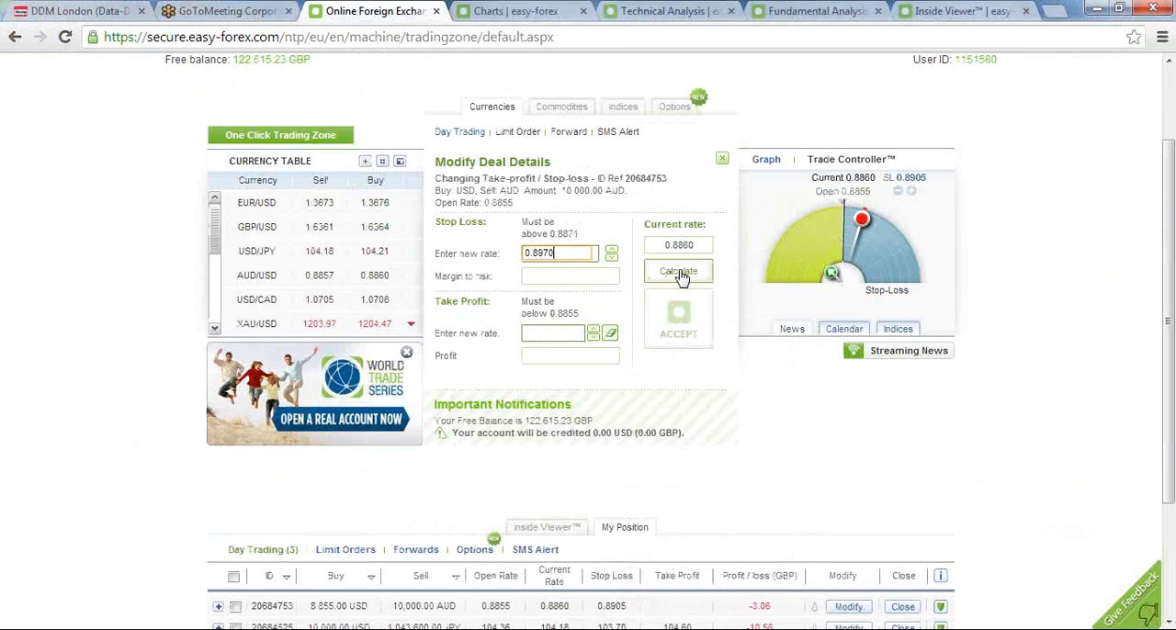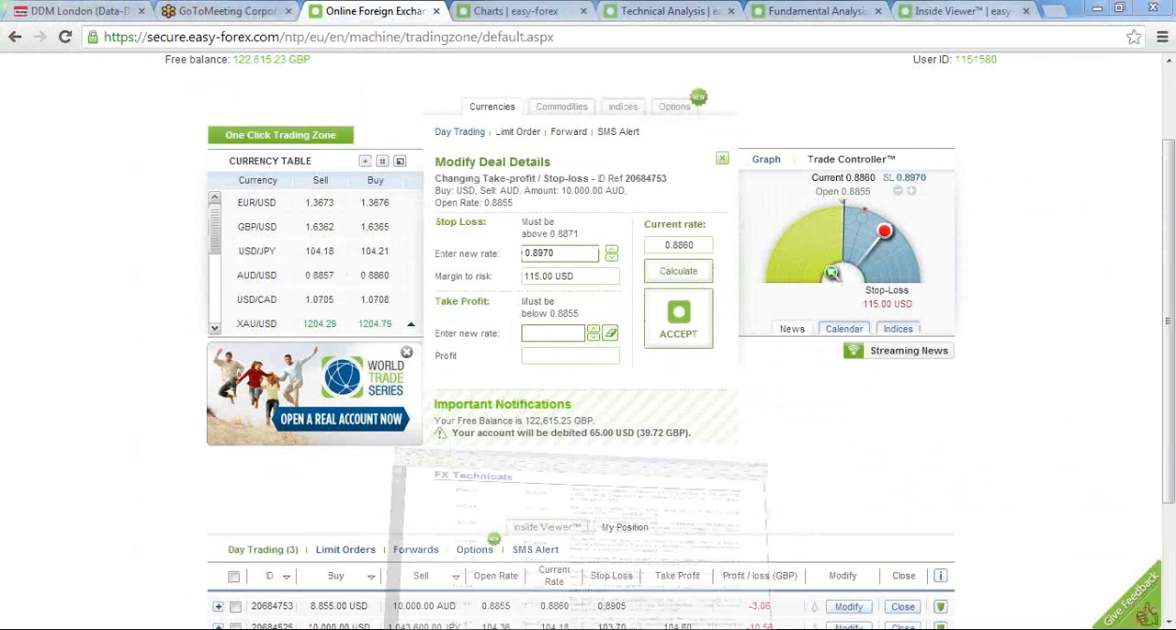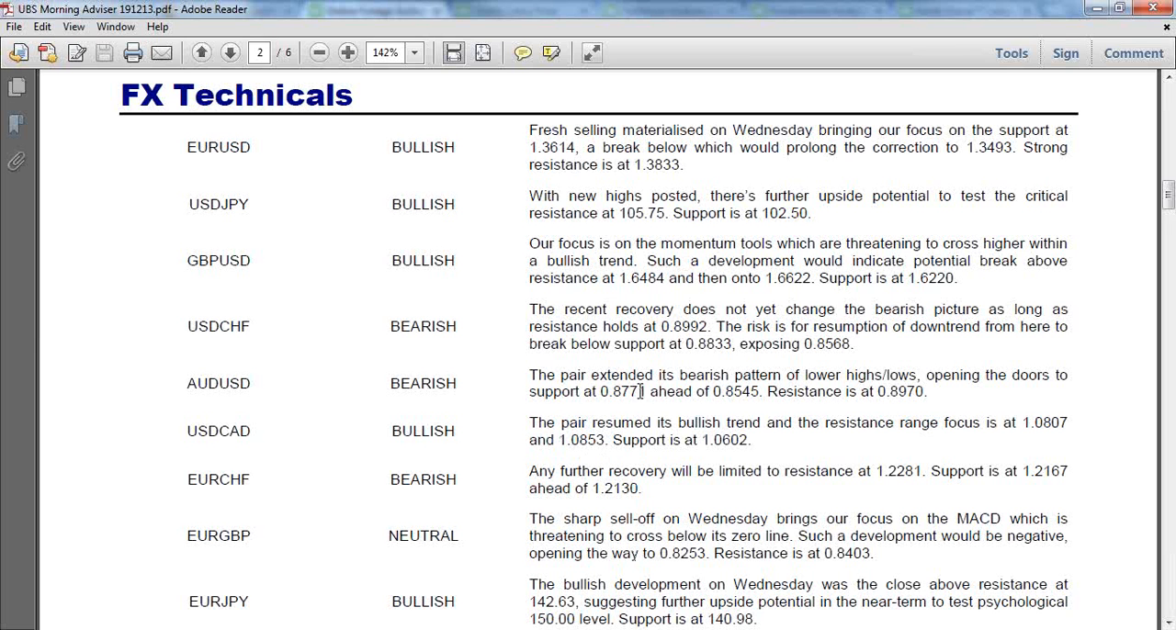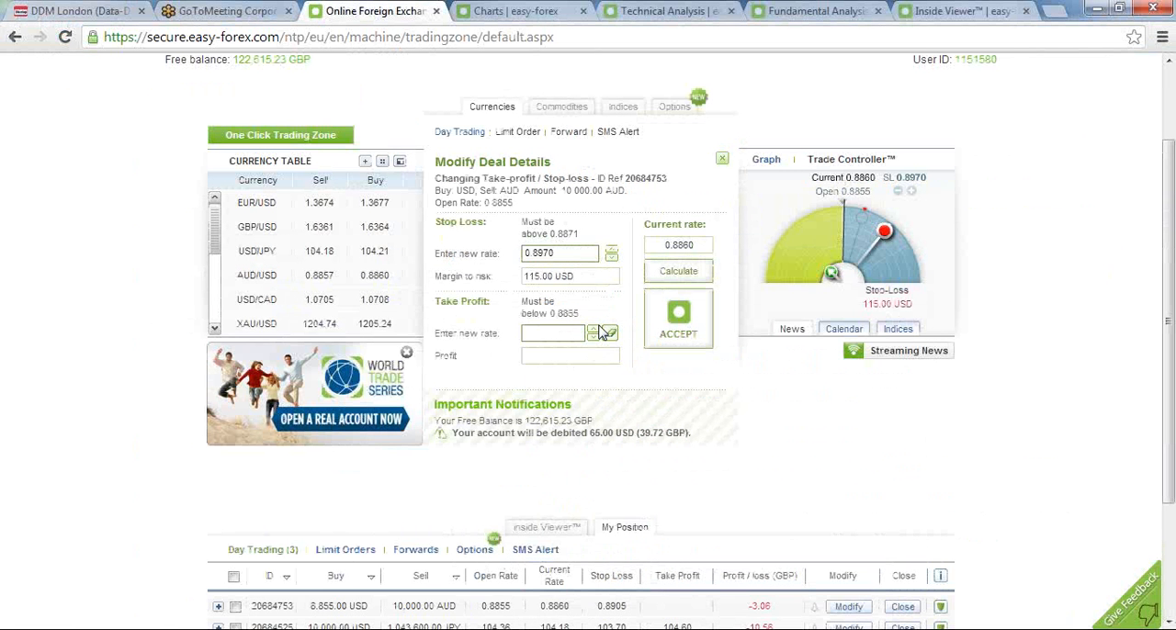Going to be risking a lot more than $50. It's a fairly long-term trade. And I want my take profit at the second support, 8545.